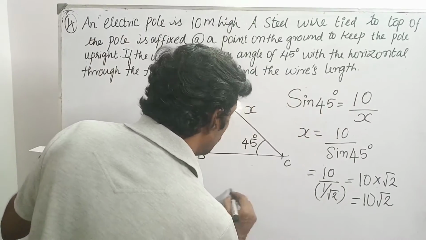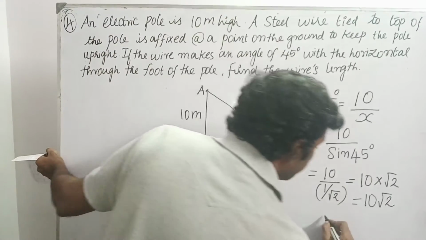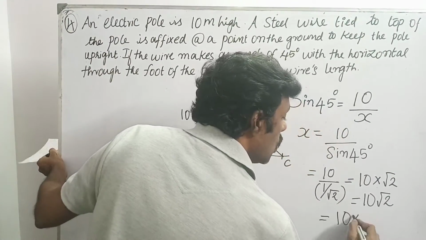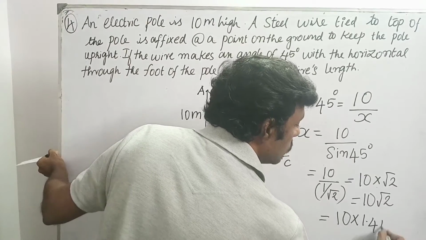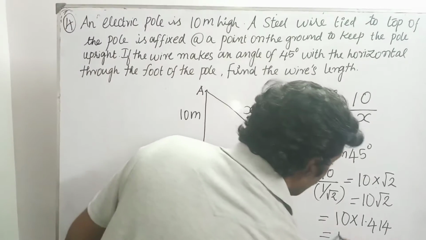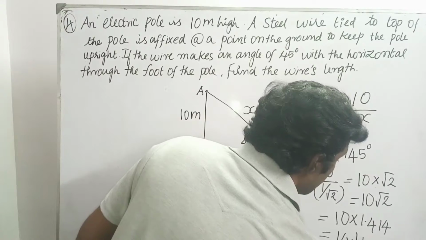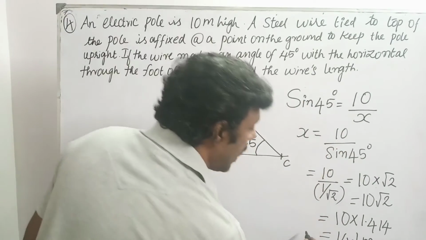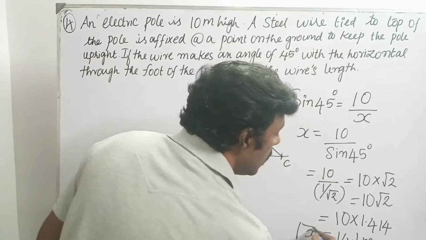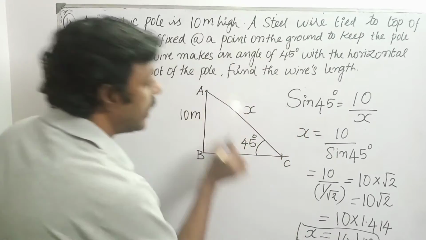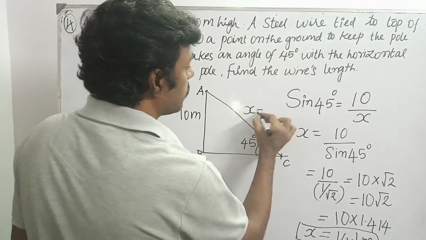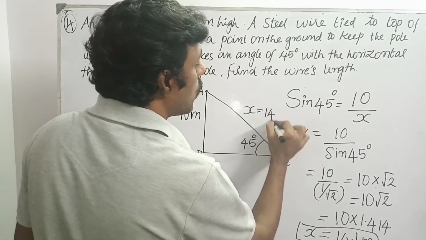So we know that the root 2 value is 1.414, so 10 into 1.414 gives 14.1 meters. Therefore, the value of x, which is the length of the wire, is 14.1 meters.